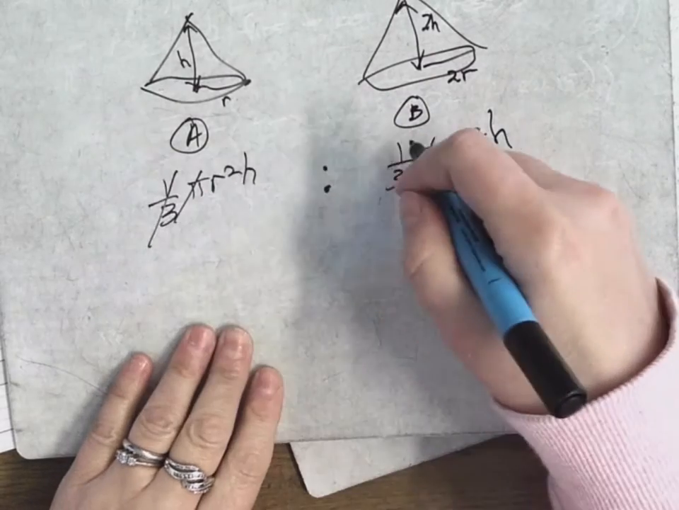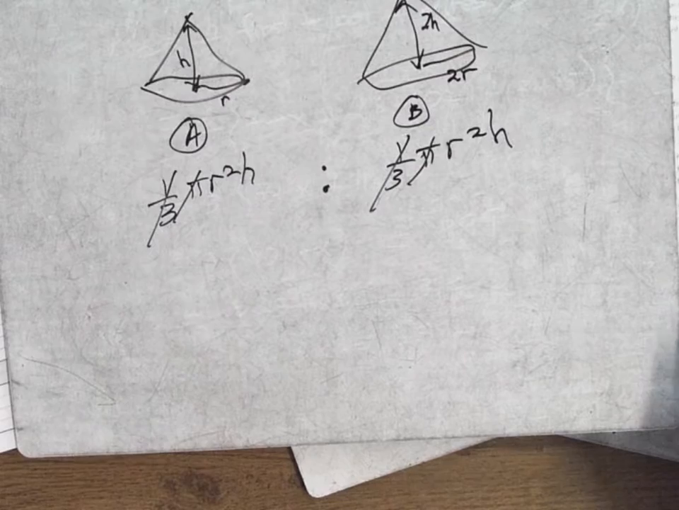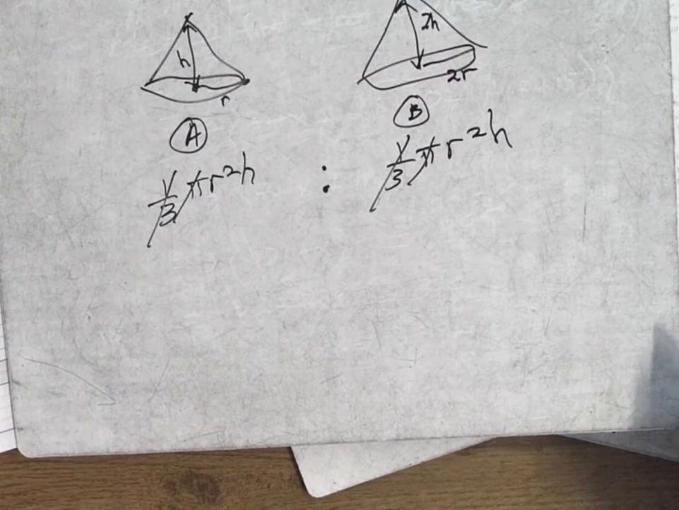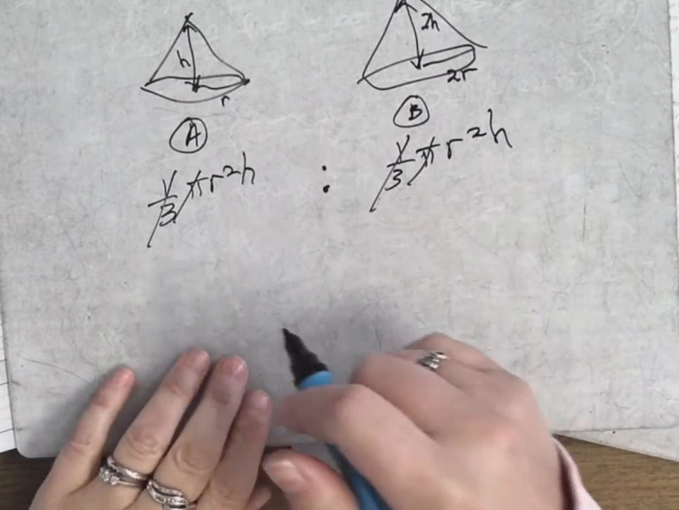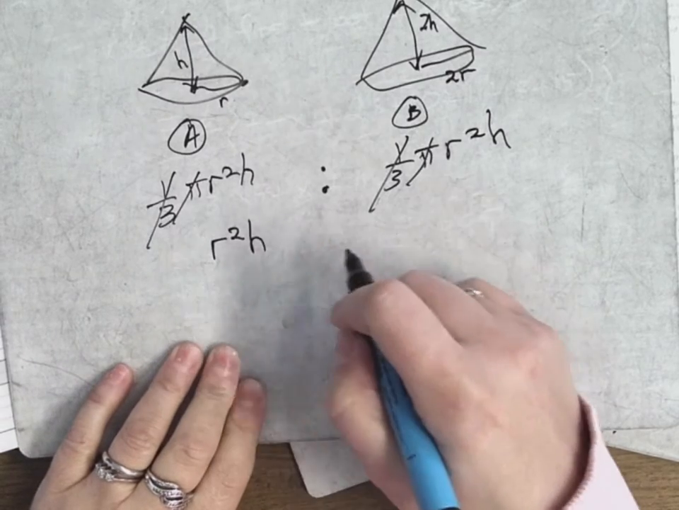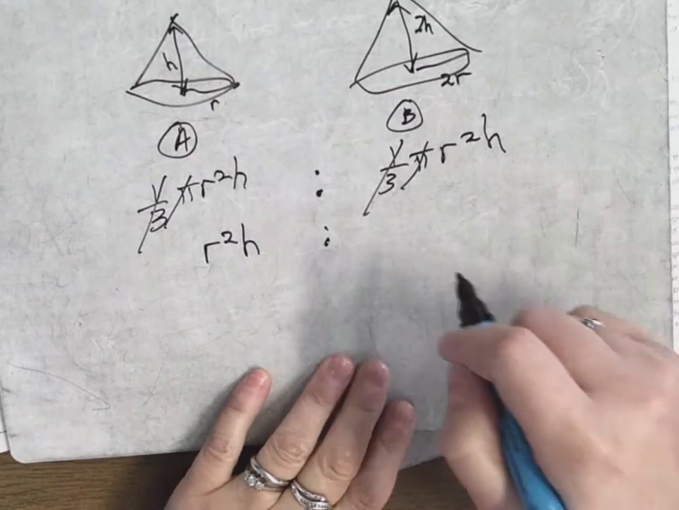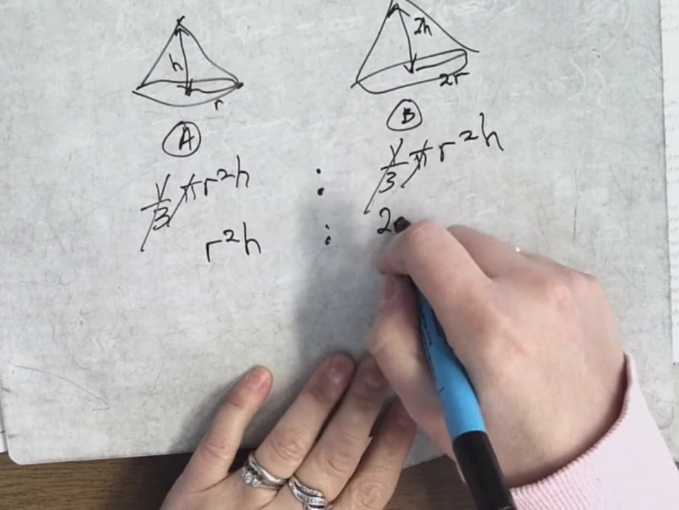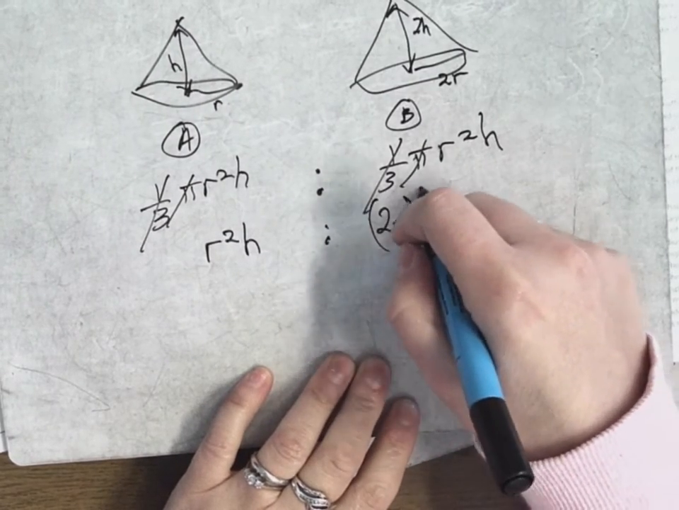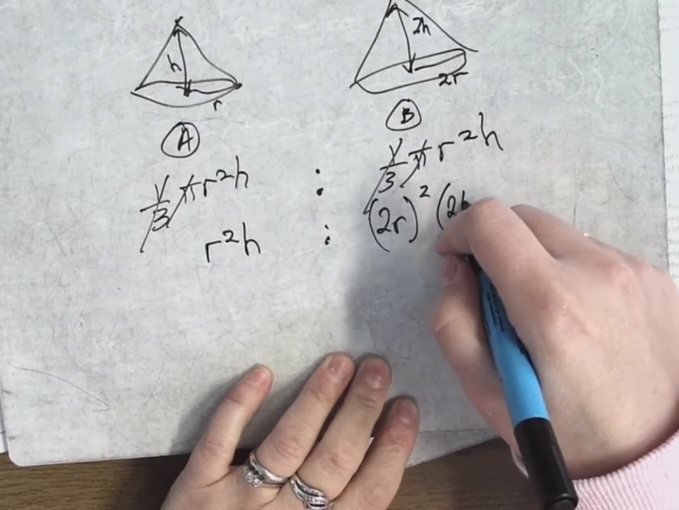1/3. There's 1/3 at each side. Now, if you don't knock it off, it'll still work out fine for you. But just so you know, you can knock it off because it's at each side. So here, the radius is r and the height is h. Right? Over here, what's the radius? 2r, isn't it? So it's 2r squared multiplied by what? Multiplied by 2h, because h is 2h.